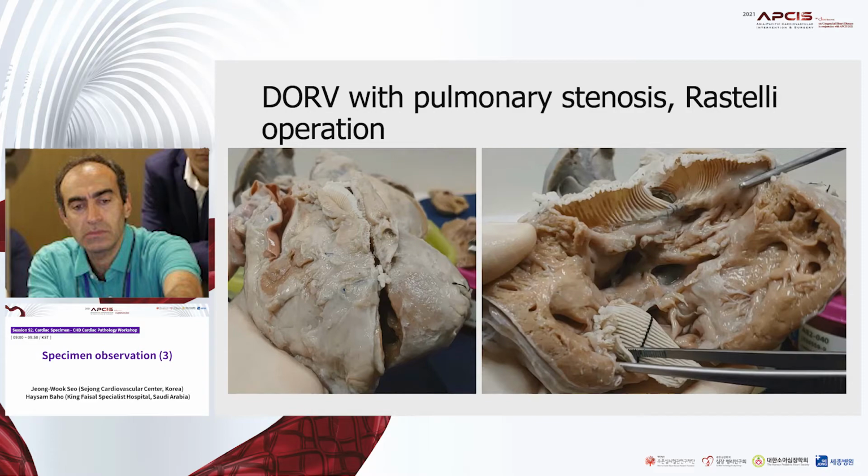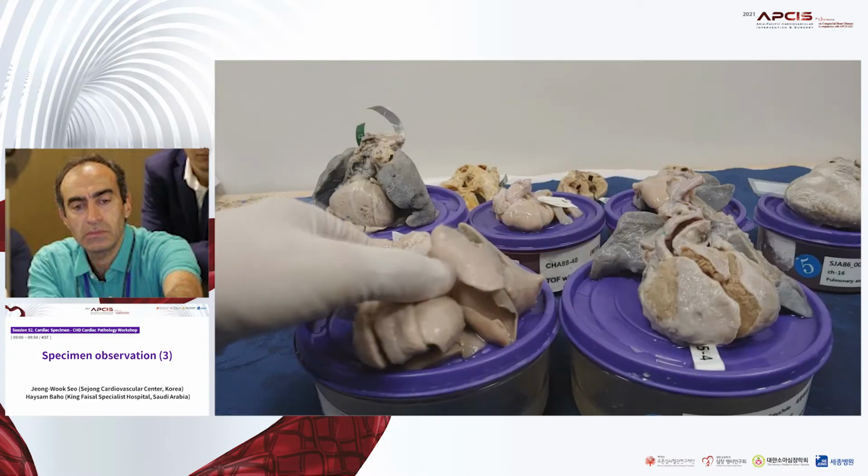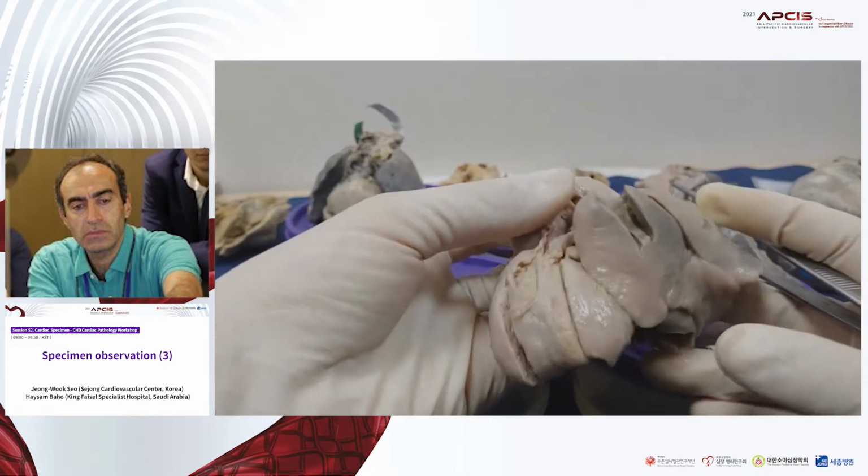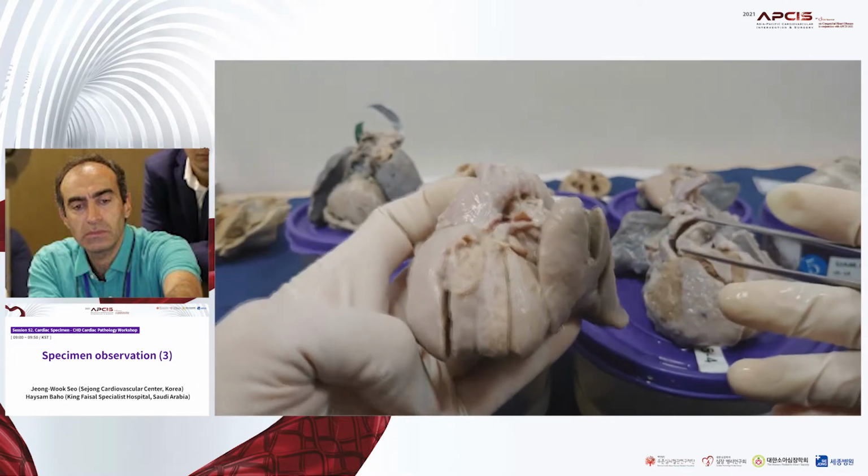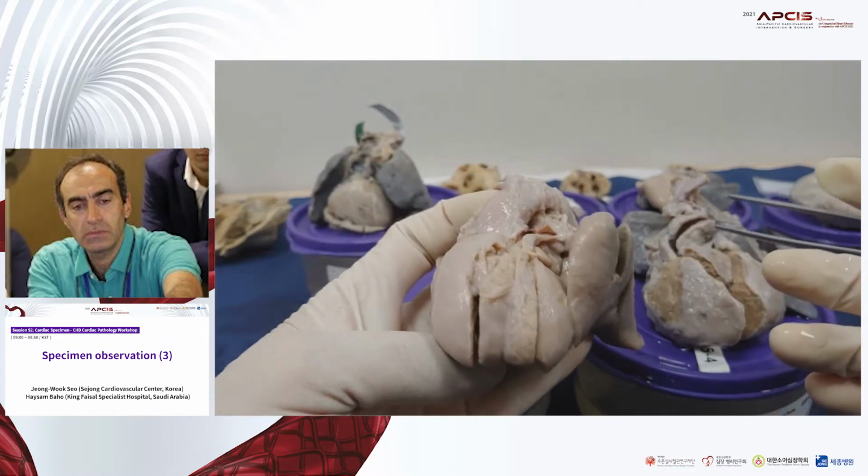So we have a lot of specimens for you. Let's go ahead and get started. In this video, we will review the anatomy of tetralogy of Fallot and double outlet right ventricle.